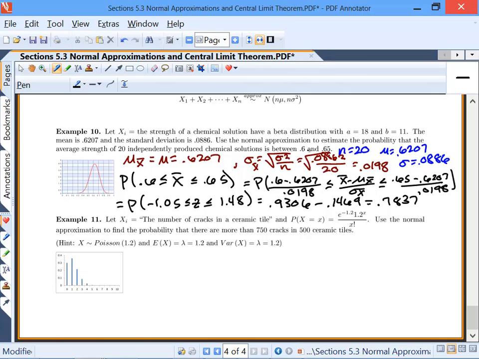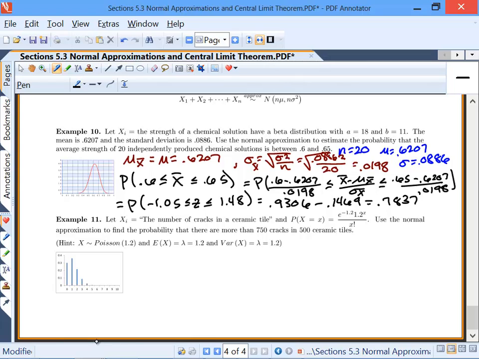For example 11, let xi be the number of cracks in a ceramic tile. So the probability that x equals x is e to the negative 1.2 times 1.2 to the power of x over x factorial. Use the normal approximation to find the probability that there are more than 750 cracks in 500 ceramic tiles.